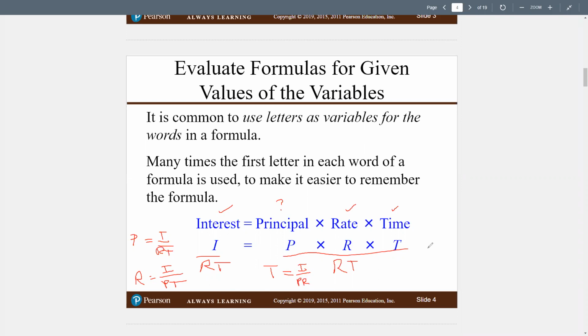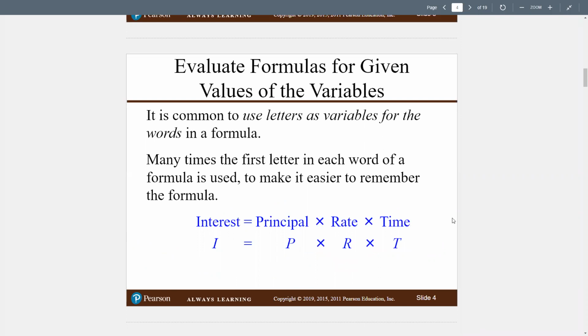Okay. And if you do that ahead of time, then you don't have to worry about, well, oh no, I have to find rate, but the only formula I know is I equals PRT. Okay. So you can choose to do it ahead. You can choose to do it after, or in the moment, however you want to do it. But I would just go ahead and do it now. Right? Okay.